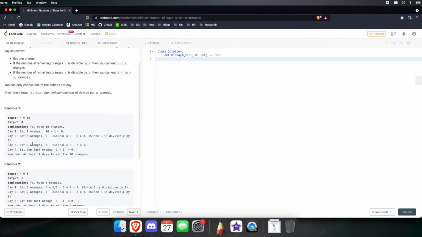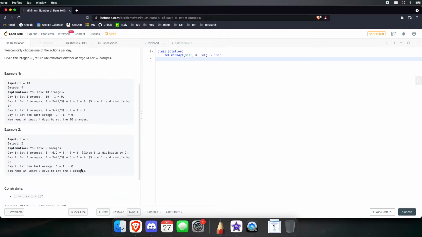Then on day 3, we can eat 2 oranges because 3 is divisible by 3. Therefore, 3 minus 2 will leave us with 1. Now we only have one remaining orange. Then on the 4th day, we can eat one orange, and then we will have no remaining oranges. So we need a minimum of 4 days to eat the 10 oranges.